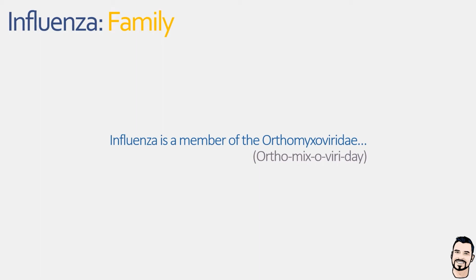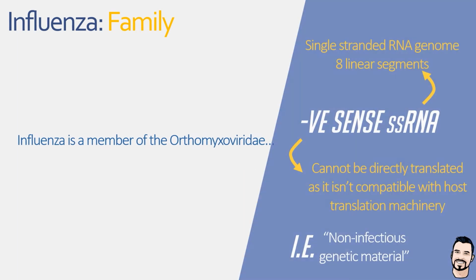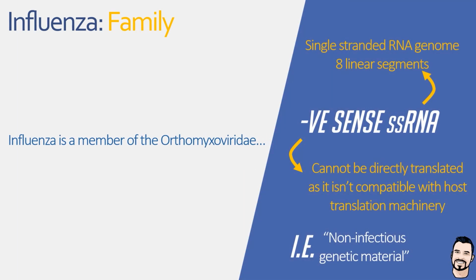Now, the influenza virus forms part of the Orthomyxoviridae family, which is a group of viruses that have negative sense single-stranded RNA as its genome. But what does this mean? Well, the genetic information within the influenza virus is composed of ribose nucleic acids or RNA.